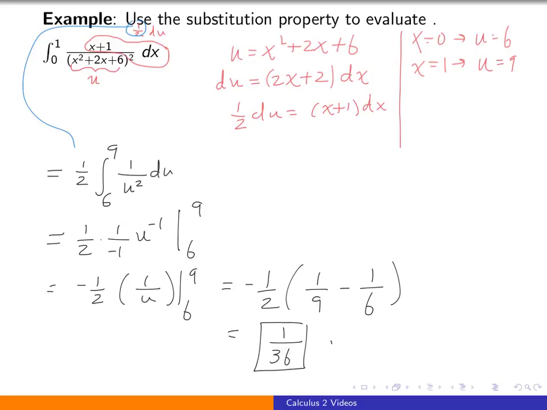So as a reminder, if you are evaluating a definite integral with a u substitution, you need to change your limits of integration, but as an upside, when you do change those limits of integration, you keep it in u for the remainder of the problem.